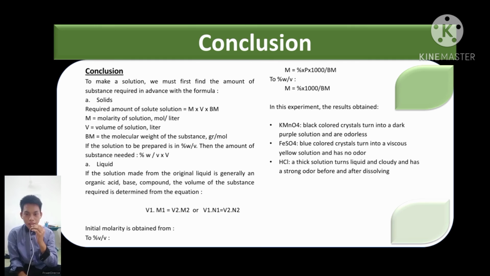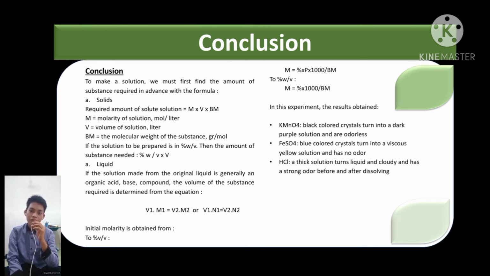Conclusion: to make a solution, we must first find the amount of substance required in advance with the formula. A. Solid. Required amount of solute is M multiplied by V multiplied by Mr. M is the molarity of the solution, V is the volume of the solution, Mr is the molecular weight of the substance.